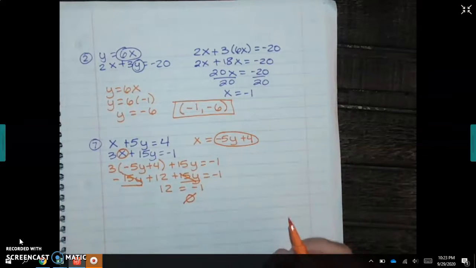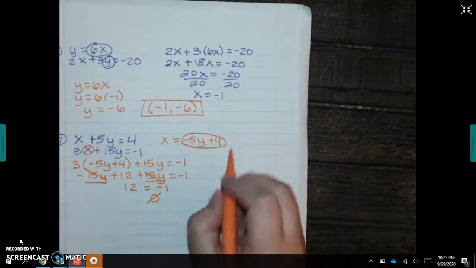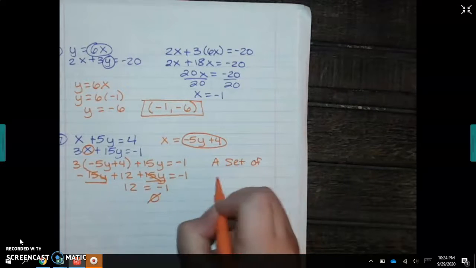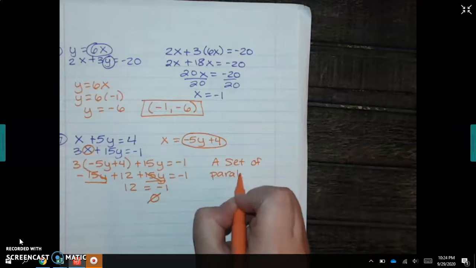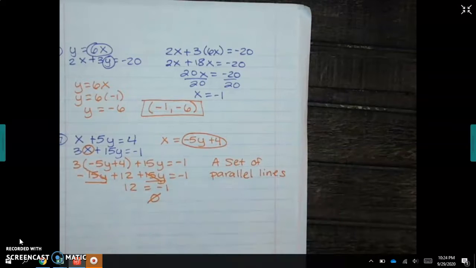Meaning, what's the answer to this system? No solution. And if that's true, what do you know about your lines? Well, if there's no solution, that means you have a set of parallel lines. Because as you saw with the graphing method, any system that had no solution indicated that it was a set of parallel lines because they never intersect.